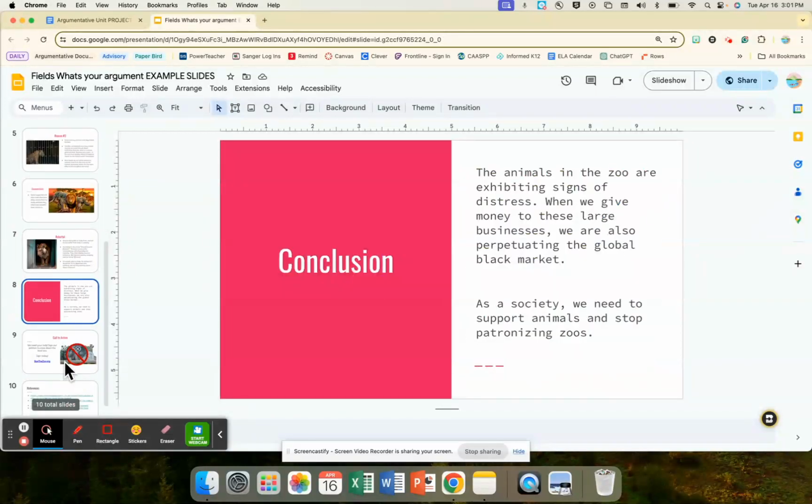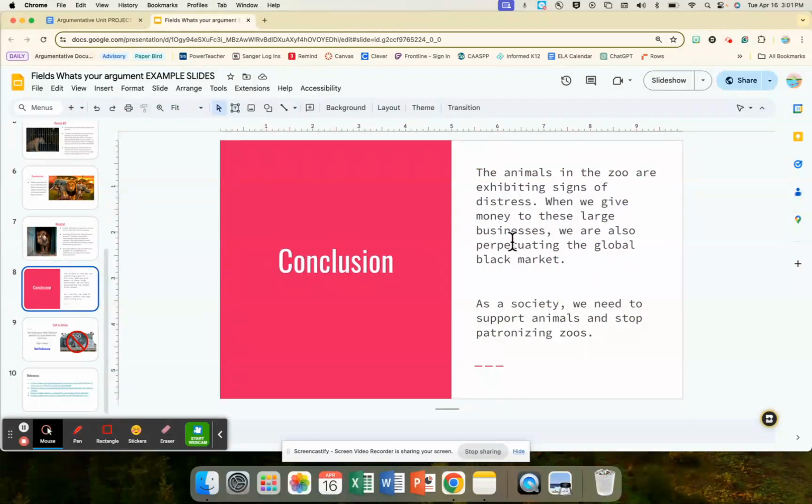Last but not least, well, not quite last, but almost there, you have your conclusion. The conclusion kind of just briefly wraps it up. Do you see how that's not a lot of writing? You're just basically touching base on your three reasons again. The animals in the zoo are exhibiting signs of distress. When we give money to these large businesses, we are also perpetuating the global black market. So you're kind of wrapping up the reasons in like one or two sentences, not a big deal. And then at the bottom, to close it out, I say, as a society, we need to support animals and stop patronizing zoos. This is not my call to action, though, guys. This is kind of just wrapping it up.